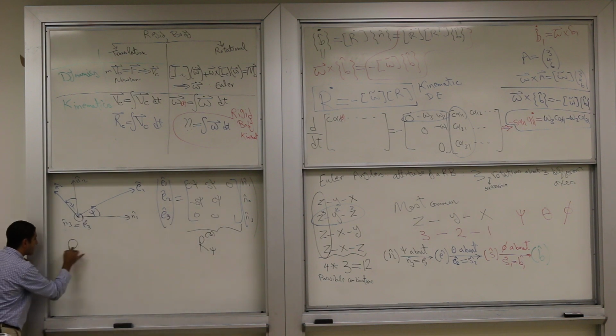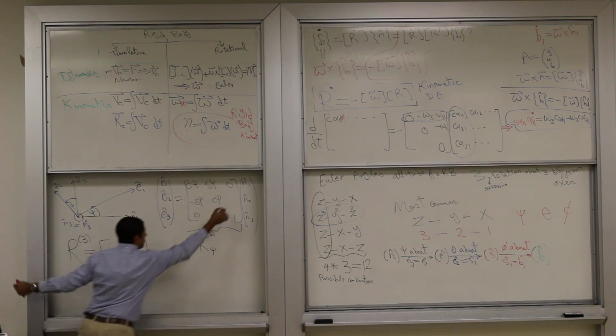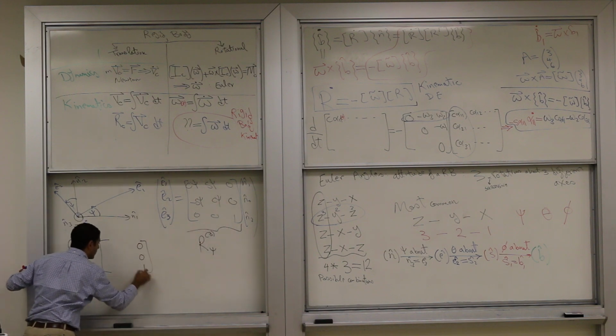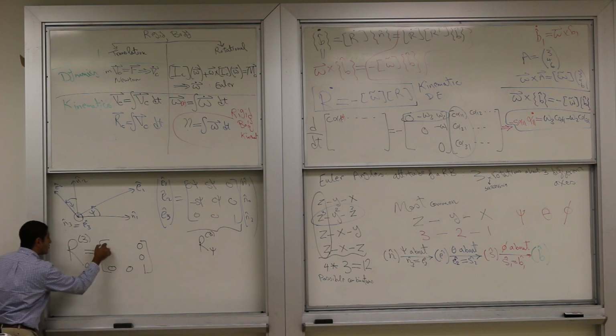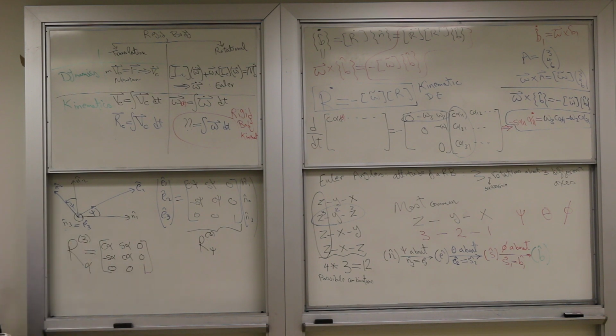So the rotation matrix by any angle alpha about any third axis will always look like this: 0, 0, 1, 0, 0, 1, cosine the angle, sine the angle, negative sine the angle, cosine the angle. This will always be the case. And I want you to get it first hand like this. Okay? Any question about that?